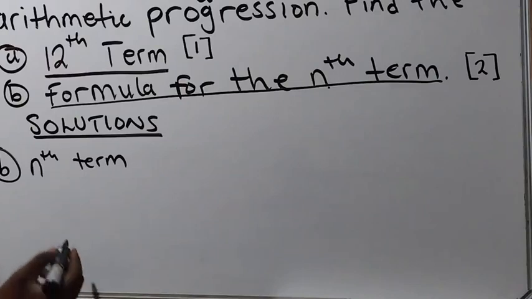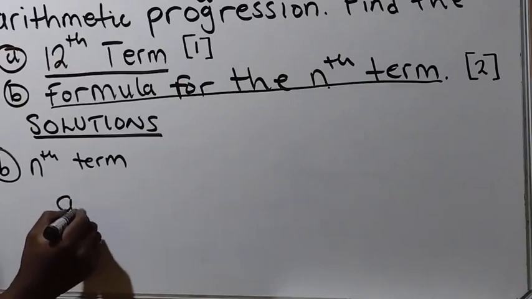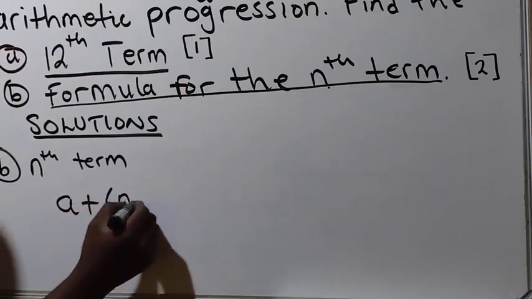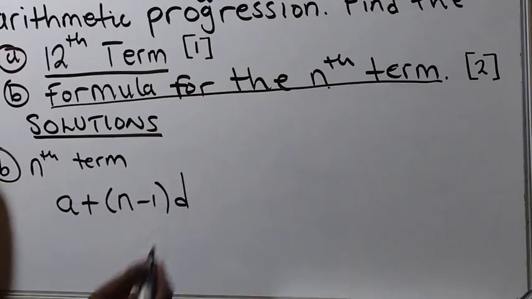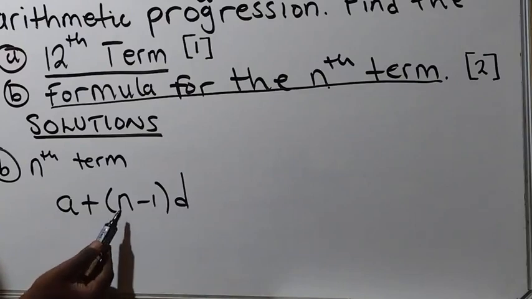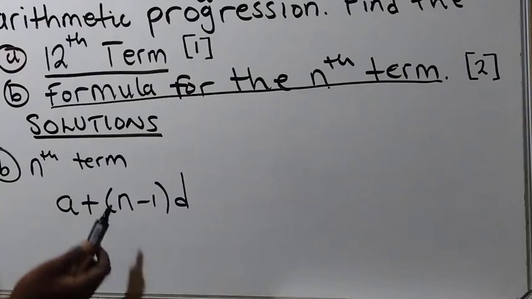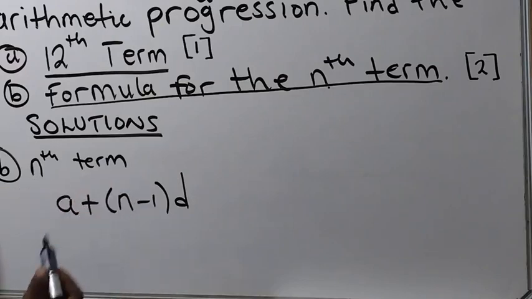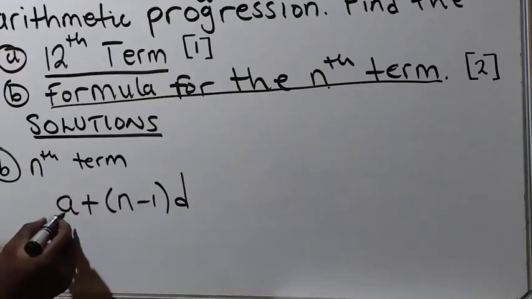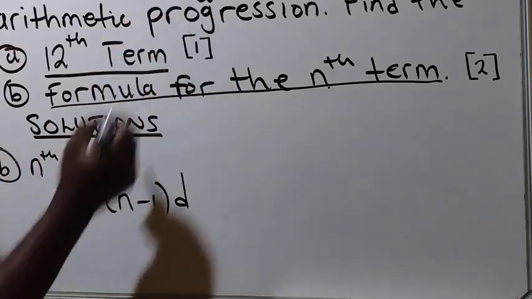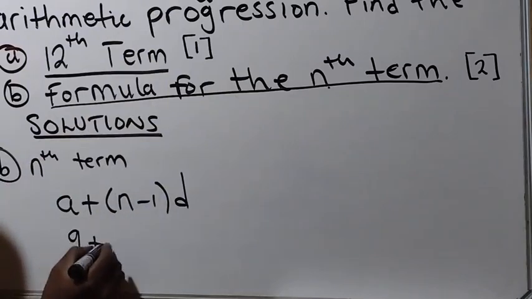Just come up with the formula. The formula is A plus, open bracket, n minus 1, times D. This is the formula. Where you have this n, you're not going to replace it with anything, because we are not given a specific term. They are saying nth term. So this is the formula for the nth term. A is the first term. In this case, we said 9. So just say 9 plus.